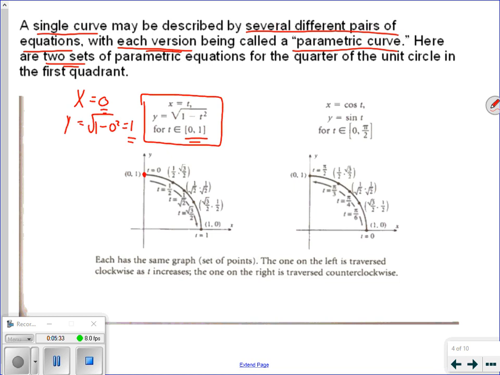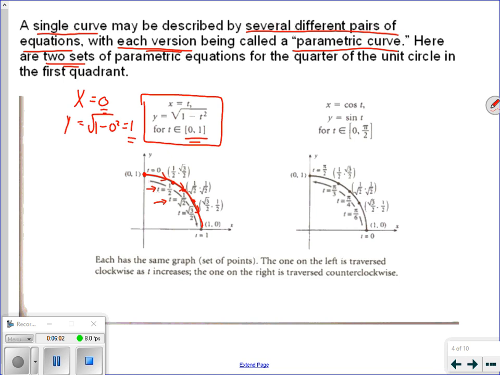If I were to plug in, say, 1/2 for t, so you can kind of see what they're doing, I have this position. If I plug in 1 over the square root of 2, I have this position. So as t gets bigger and bigger, this is the direction I'm going in. We can draw arrows to denote that. Okay? So plugging in different t values is going to give me different points on the unit circle.